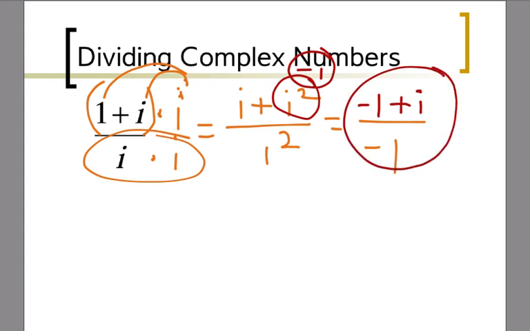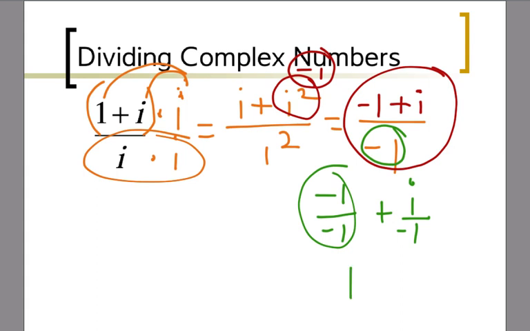The only thing is here, because there's a negative 1 on the bottom, you just want to go ahead and divide negative 1 by the negative 1, and the positive i divided by negative 1. In other words, we could rewrite this to be positive 1 minus an i. That would be a better answer than leaving a negative on the bottom. Okay? So this is this particular example.